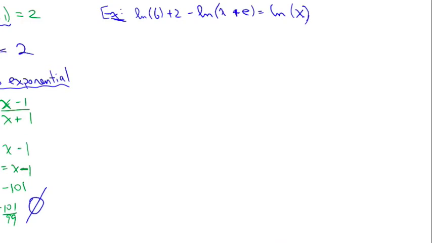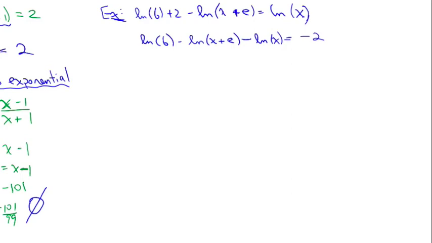Would you put all the ln's together and move the 2 to the other side? I would. So if we put all the ln's together, this would be ln of 6 minus ln of x plus e. When we move him to the other side, this ln of x becomes minus ln of x. When we move the 2 to the other side, it becomes negative 2. So nothing wrong with reorganizing an equation. Always a good step.